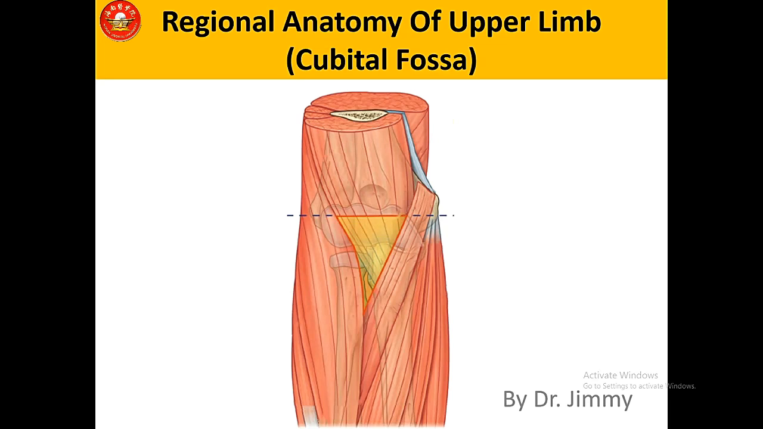So we have here the cubital fossa. The cubital fossa is an important area of transition between the arm and the forearm. It is located anterior to the elbow joint and is a triangular depression formed between the two forearm muscles, what we call the brachioradialis and the pronator teres.